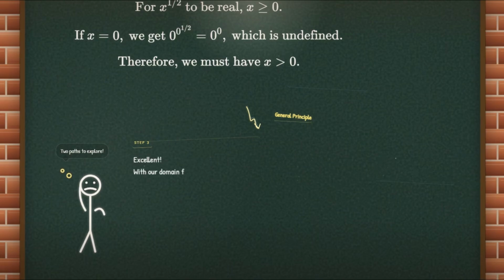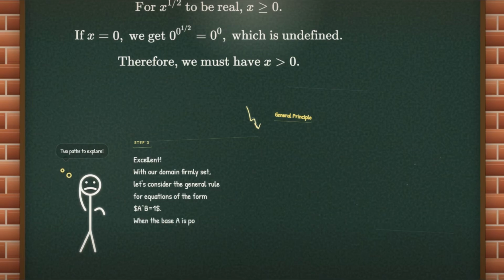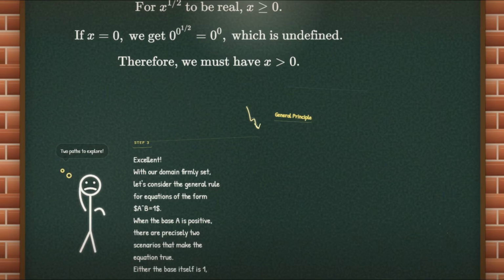Excellent! With our domain firmly set, let's consider the general rule for equations of the form a to the b equals 1. When the base a is positive, there are precisely two scenarios that make the equation true. Either the base itself is 1 or the exponent is 0. Let's investigate these two pathways.